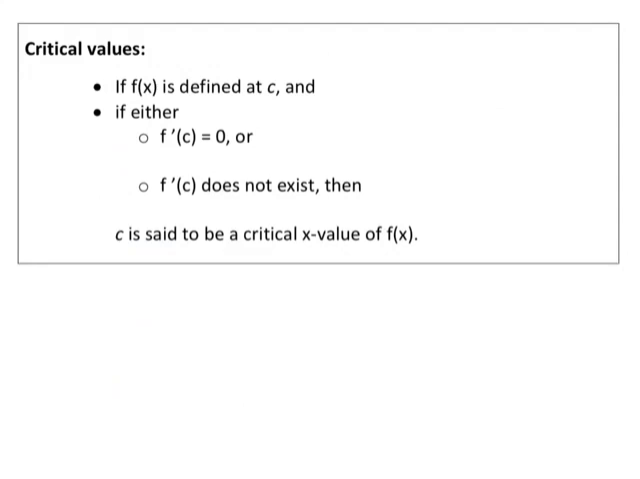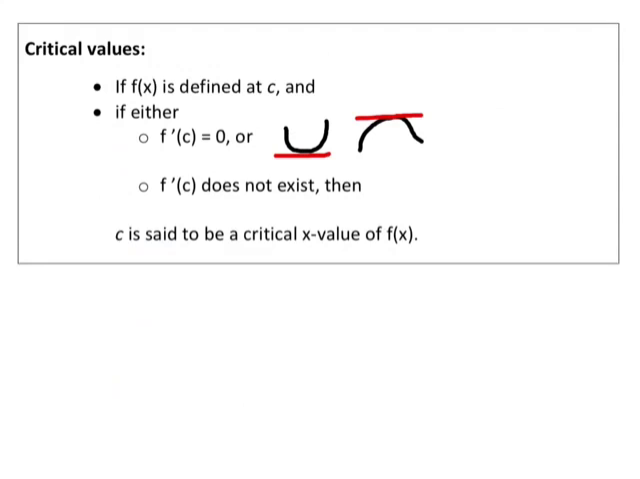Okay, so let's think about this. The function needs to be defined, okay? It must exist at that point c, and the derivative is 0, so we're probably going to have a function that looks like that, or like that. The derivative must have some kind of horizontal tangent, so perhaps a local min or local max. All right. Or the other case is that the derivative does not exist.